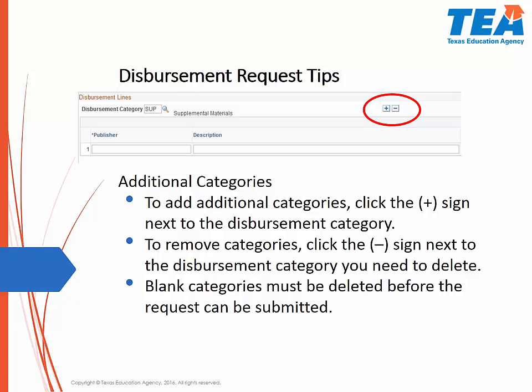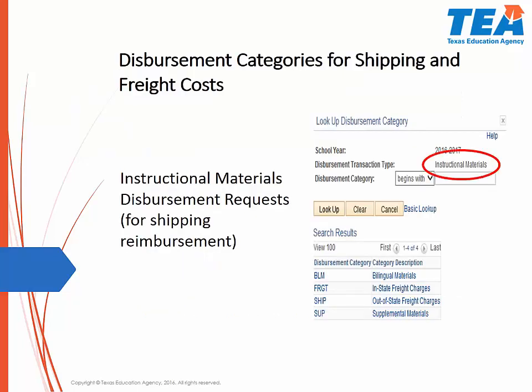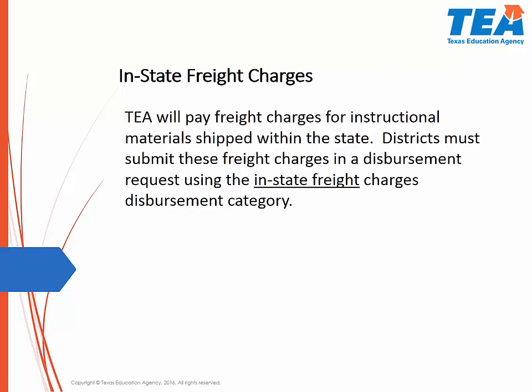For the instructional materials disbursement request, there are two categories for freight: in-state freight charges and out-of-state freight charges. Shipping costs and freight charges must be in a separate category from the instructional materials in the disbursement request. TEA will pay the freight charges for instructional materials shipped within the state. Districts must submit these freight charges in a disbursement request using the in-state freight charges disbursement category.